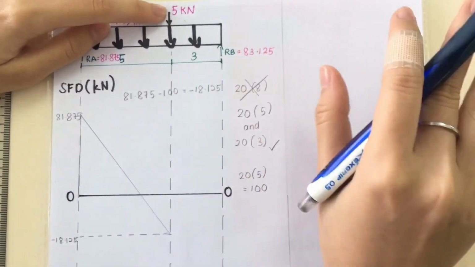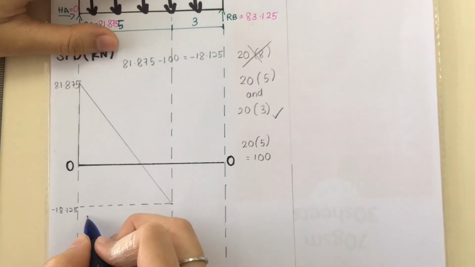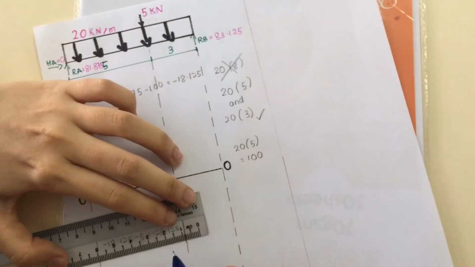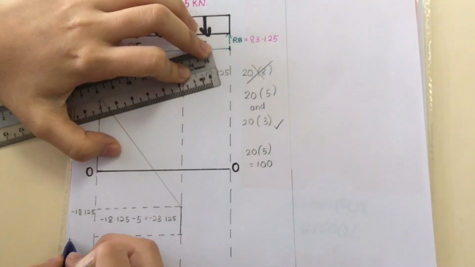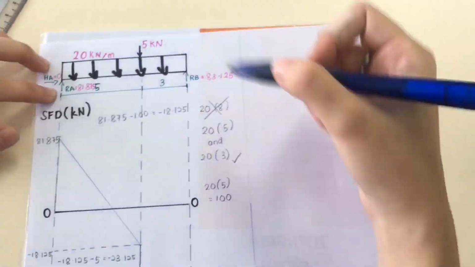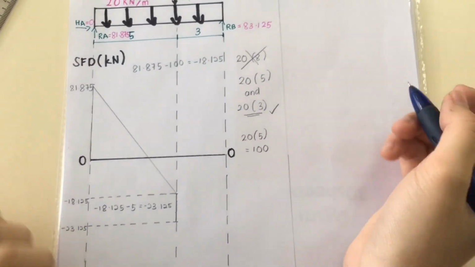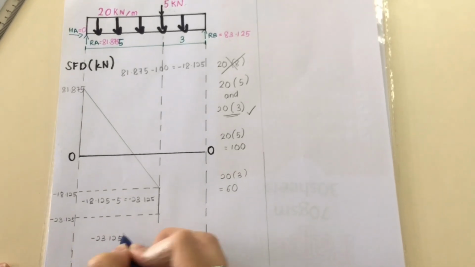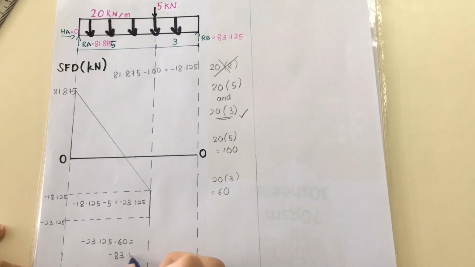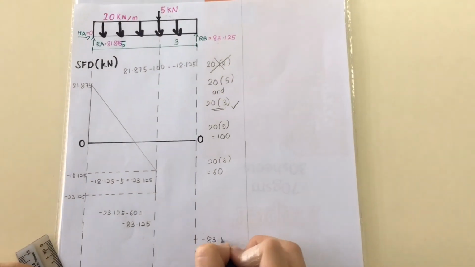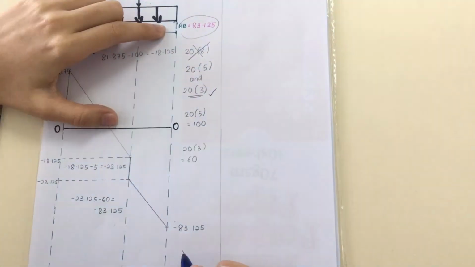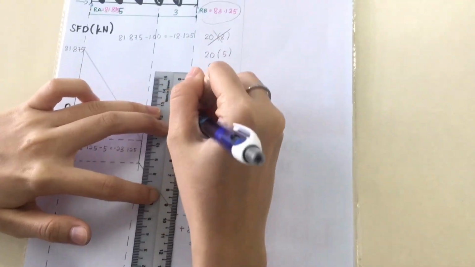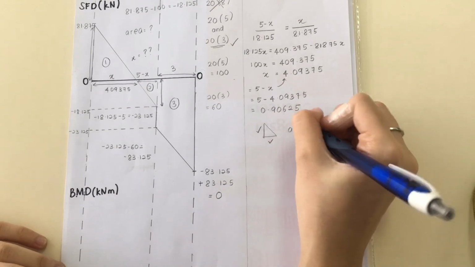Next is 5 kilonewton. We are going to minus since it is not UDL. So minus 5 equal to negative 23.125 and mark it as well. And then next, we are going to find the other distance of the UDL, which is 20 times 3 equals to 60. So just minus 60 equals negative 83.125 and mark it as well. So last but not least, RB is positive, so we have to plus the previous value and get 0.